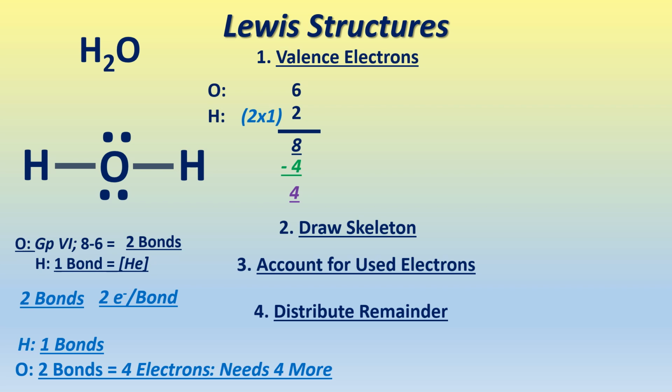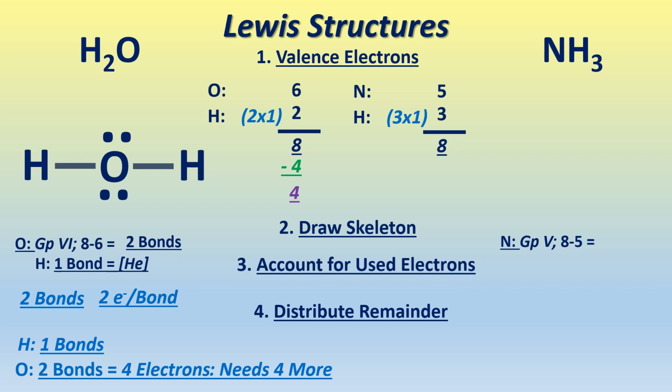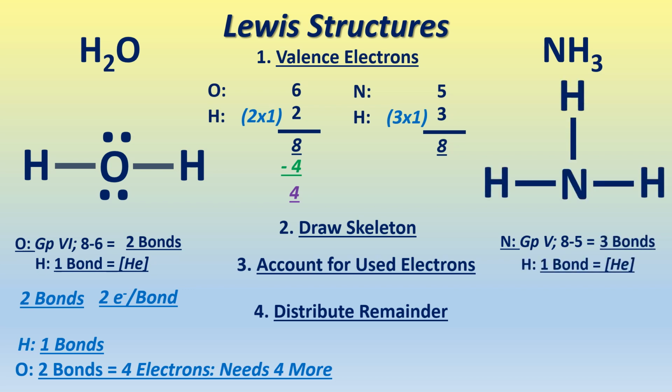Another common example, ammonia. In this case, nitrogen is in group 5, so it gives 5 electrons. 3 hydrogens will give another 3, giving me a total of 8. Nitrogen, being in group 5, is going to form 8 minus 5, which is 3 bonds. There's a hydrogen on the end of each of those bonds. 3 bonds has used up 2 electrons each, so 3 times 2, 6 electrons used. I have 2 electrons remaining.